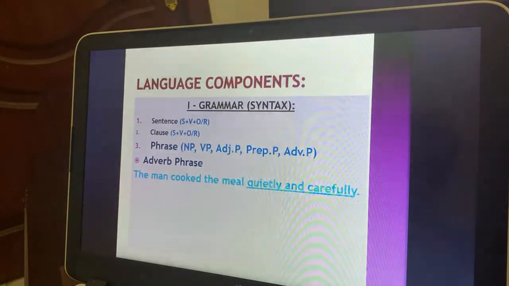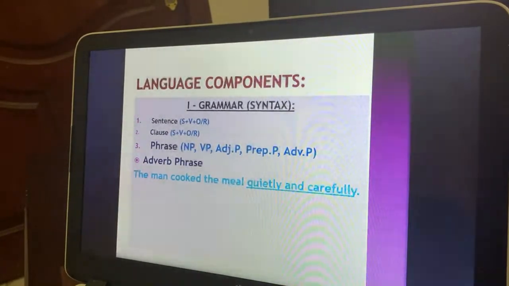بعدها نأتي إلى الصيغة التي هي بالنسبة للأدفيرب phrase، يعني الظرفية، العبارة الظرفية. العبارة الظرفية طبعا the adverbial phrase is a phrase that can be translated in English into a manner of, in a quiet manner. Quietly means in a quiet manner. Carefully means in a careful manner.